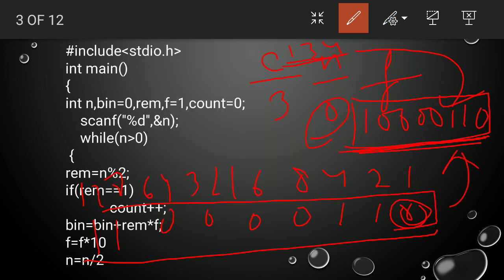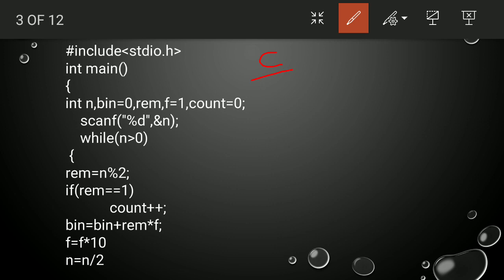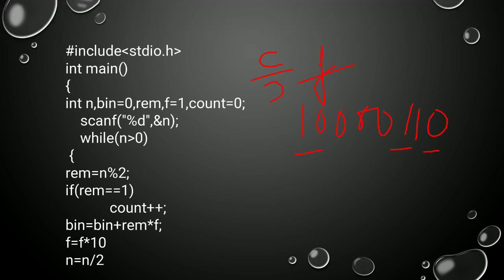Okay, so our final value of c is 3. f is the binary value of the decimal number, 100000110. This is the binary number, and we calculated the number of ones in this binary number, which is 3. So c is equal to 3. What we need to print here is the number of ones, if the number of ones are present, okay, if not then we need to print the invalid number.